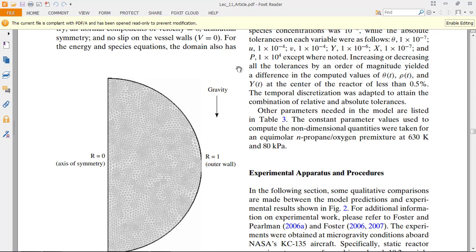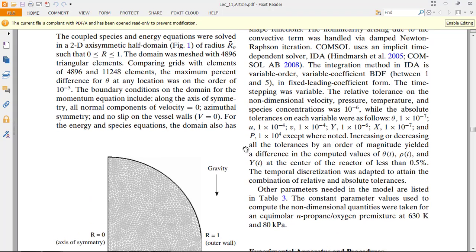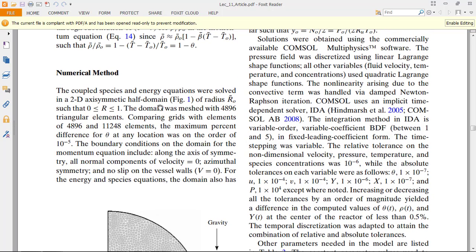The whole thing about publishing articles is that you get a lot of peers to look at your work to see if you did it well, so that we can trust the results from it. And again, this is the numerical method section. Right up here you can see solutions were obtained using some software. The pressure field was discretized using linear Lagrange shape functions. We just looked at linear Lagrange shape functions when we looked at linear elements, but they were basically developed from Lagrange. All other variables, not including the pressure field, which are the fluid velocity, temperature, and concentrations, use quadratic Lagrange shape functions.